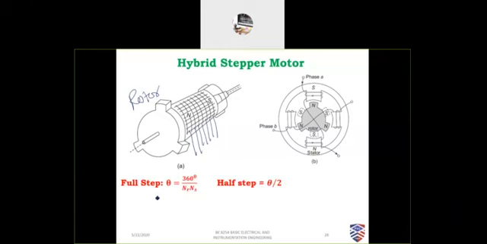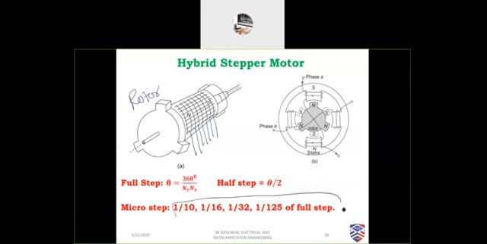So full step angle theta is equal to 360 divided by NR into NS. NR means rotor teeth, which you have to completely count when you are putting in the stack. Otherwise, you write the number of stacks into the single stack number of teeth. Micro stepping means, suppose this is about 10 degrees, you can go to 1 degree, 1/16 of a degree, 1/30 of a degree, likewise. This is also possible with the stepper motor.